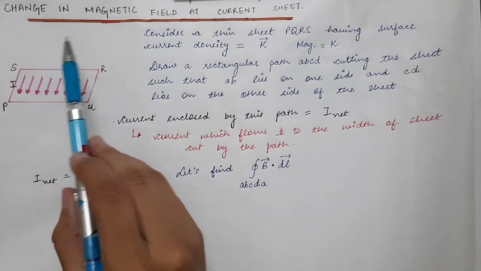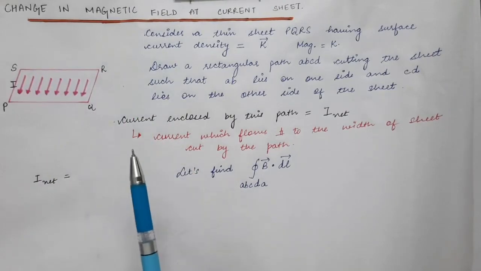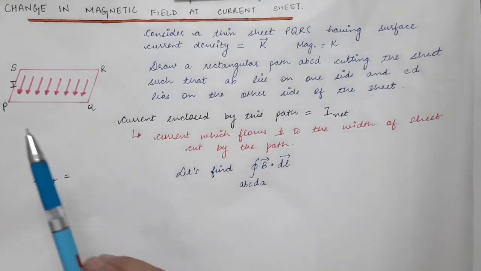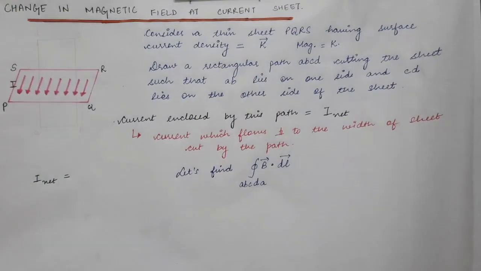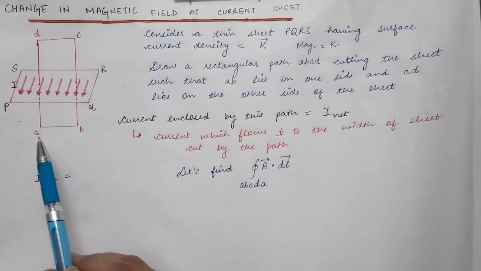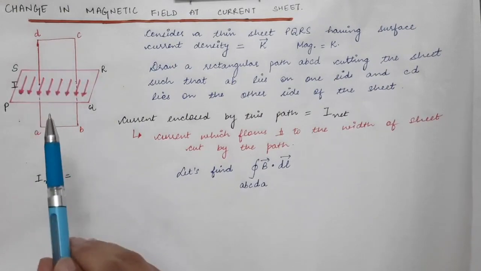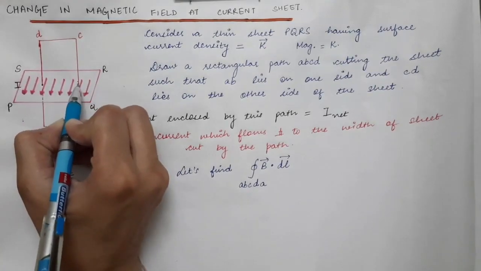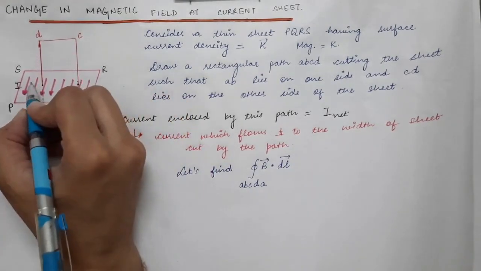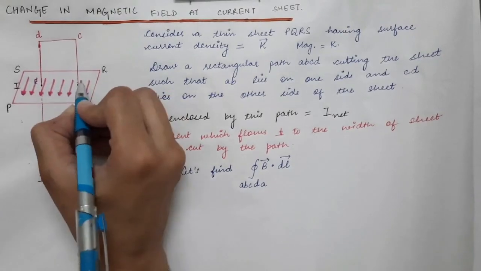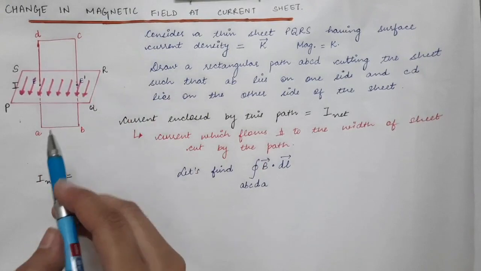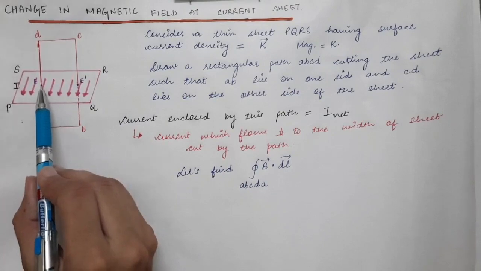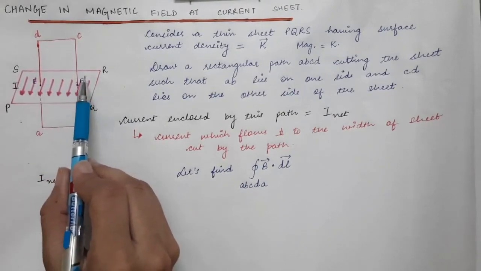Now to find out the change in magnetic field, firstly we will draw a loop which will be a rectangular path. So let's draw a rectangular path. So here we have drawn a rectangular path A, B, C, D. Now this rectangular path cuts the sheet, let's say at this point and at this point. So let's call this point E and this one E prime. So this imaginary path which we have drawn cuts the sheet at 2 points. One is E and another is E prime.